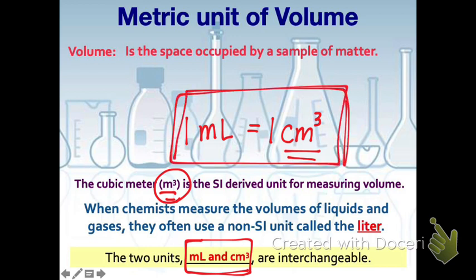Have you ever heard the term cc? Like, I need 50 cc's of something. You hear it a lot in medical. The reason they say cc's is because that's how cubic centimeter is abbreviated, cc. So it's easier for them to say quickly, I need 50 cc's rather than I need 50 milliliters of this thing. It just makes it easier to say, but they mean the same thing.